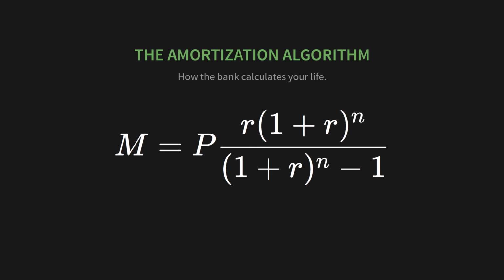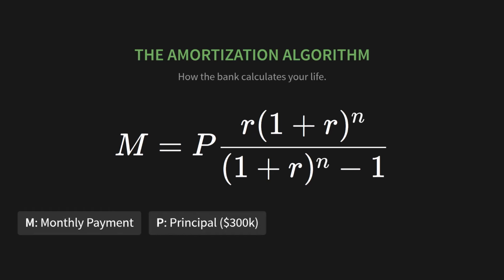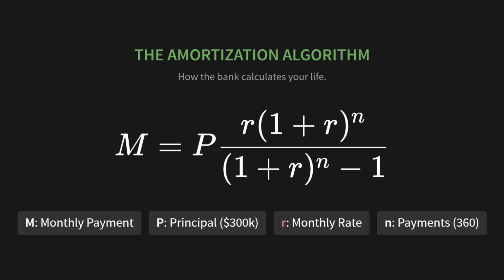Just know the inputs. M is your monthly payment. P is the principal. That's our $300,000. R is the monthly interest rate. And N is the number of payments. For a 30-year mortgage, that's 360 payments. So what happens when we plug our numbers into the bank's own algorithm?